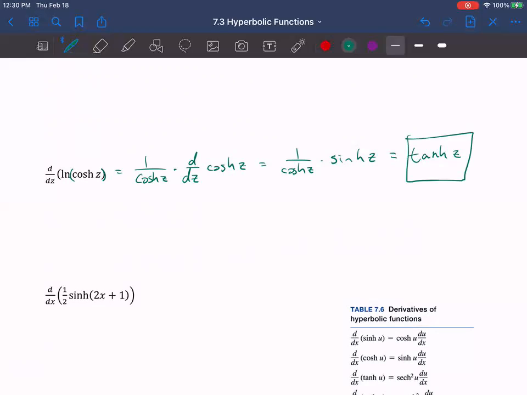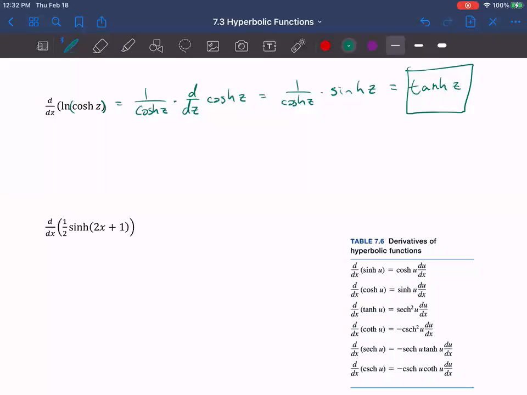Cool? All right, why don't y'all try that next one? What do you come up with for this one?